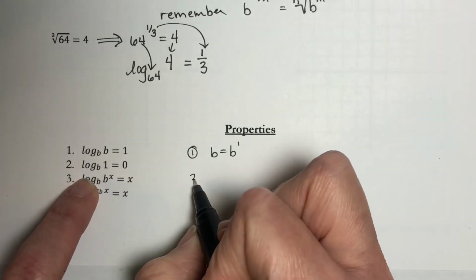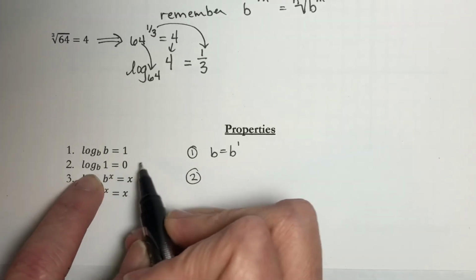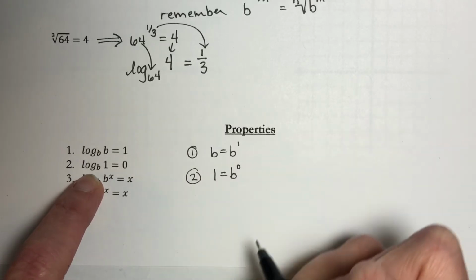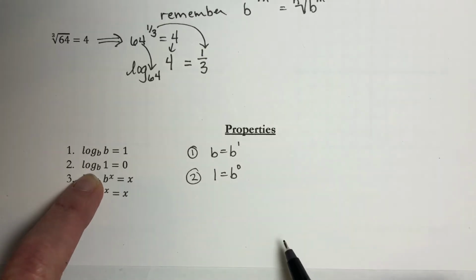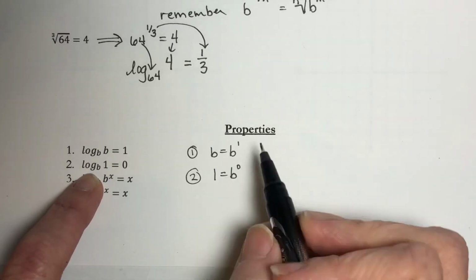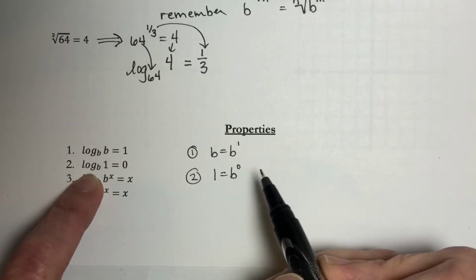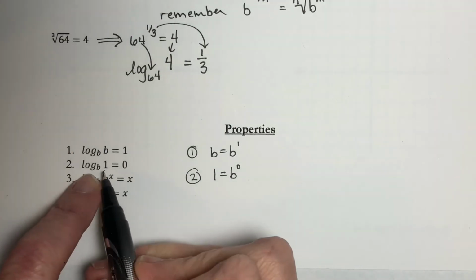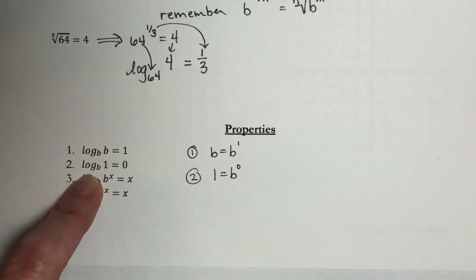Number 2 is basically the same kind of idea. If I switch this to exponential form, I have 1 is equal to b to the 0 power. And anything to the 0 power is 1. So you take this, something that is a property we've had for a long time, and you switch this to exponential form, and you have this. So in other words, it doesn't matter what your base is here. If your argument is 1, your answer is 0.